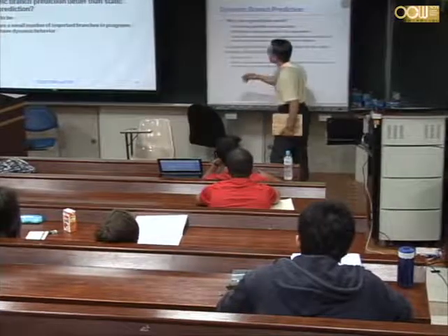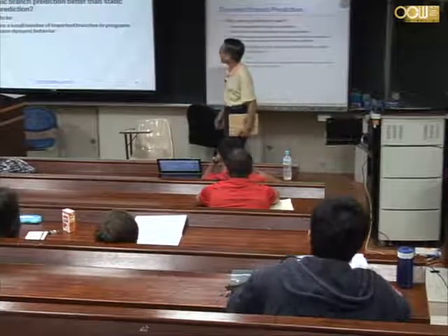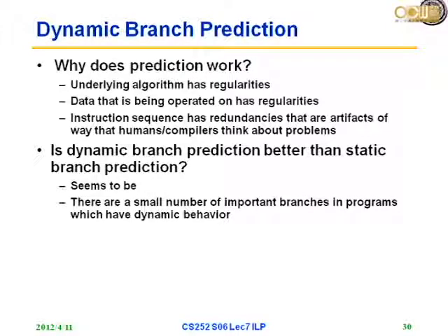So why does prediction work? Because the underlying algorithm has regularities. The data being operated on has regularities, and the instruction sequence has redundancies that are artifacts of the way human compilers think about problems. That's the nature of branch instructions.